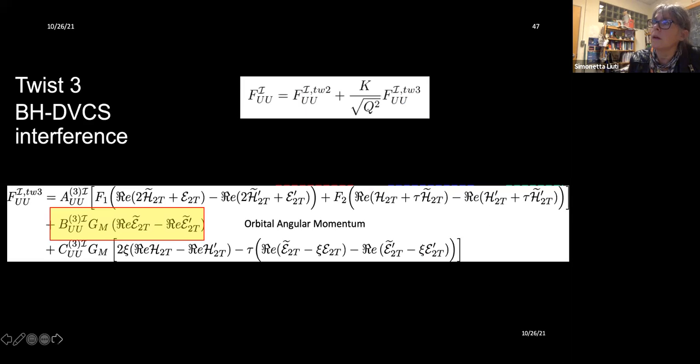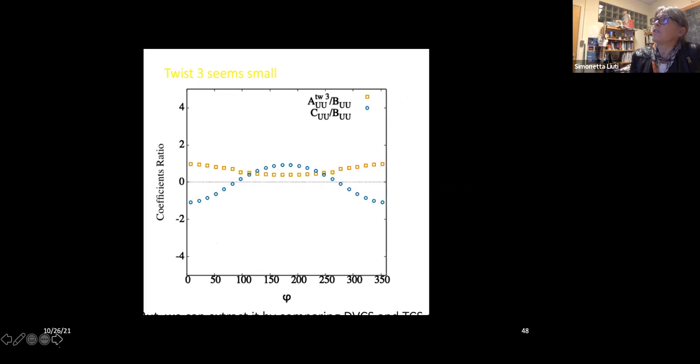Okay, and that's the only hope, I think, that we have to go beyond twist 2 to get your orbital angular momentum variable, which is with coefficients which are however very small, as we are showing here. This is the smallest of our, the CUU over BUU is the smallest of our coefficients for the twist 2 case, and the twist 3 case is comparable to that.